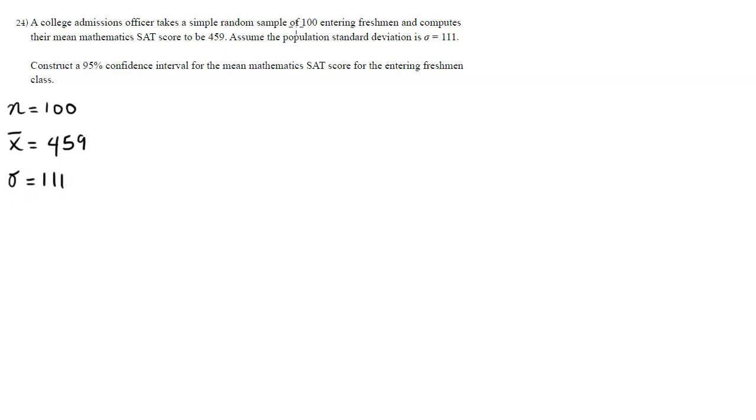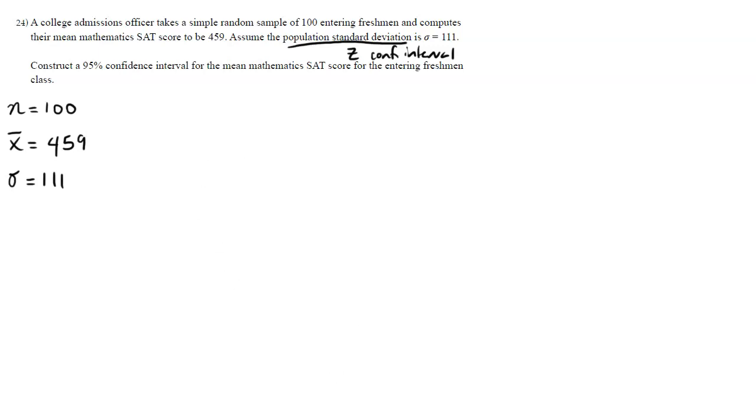So since I know the population standard deviation, it's known, this is going to be a z distribution, a z interval, a z confidence interval. If we didn't know the population standard deviation, it would be t. So construct a 95% confidence interval. So that significance level is 95% for entering freshmen. Okay.